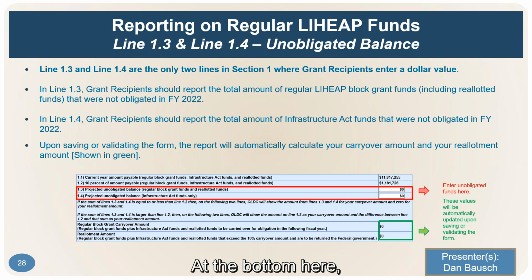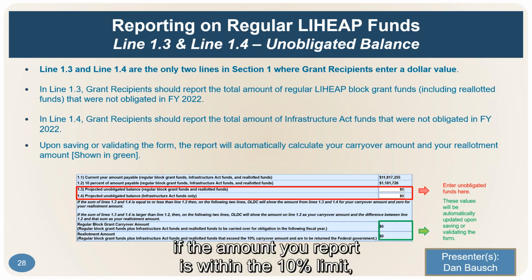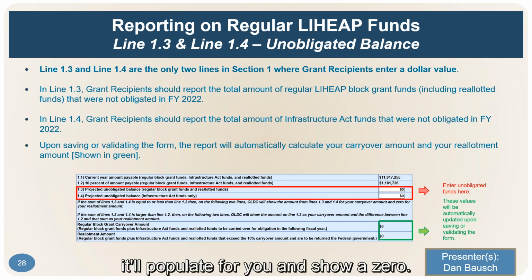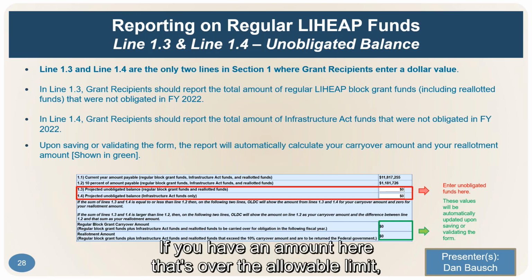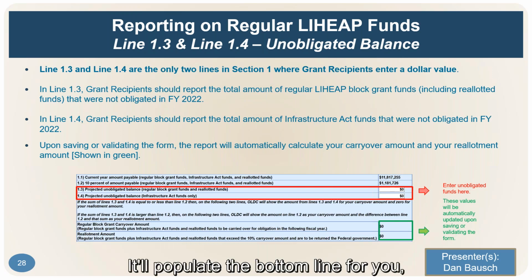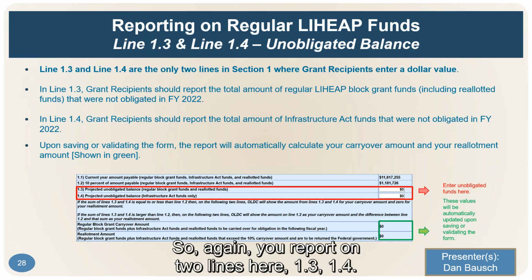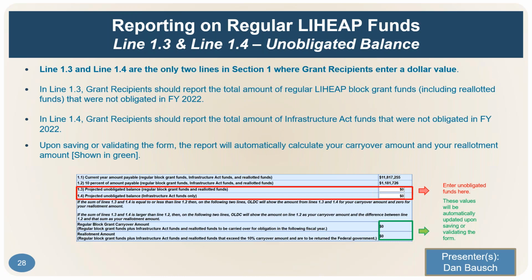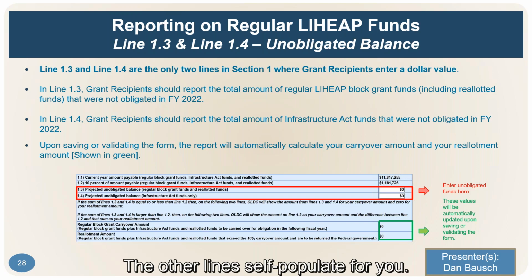At the bottom here, if the amount you report is within the 10% limit, it'll populate for you and show a 0. If you have an amount here that's over the allowable limit, it will populate the bottom line for you, showing the amount that needs to be returned for reallotment. So again, you report on two lines here, 1.3 and 1.4. The other lines self-populate for you.